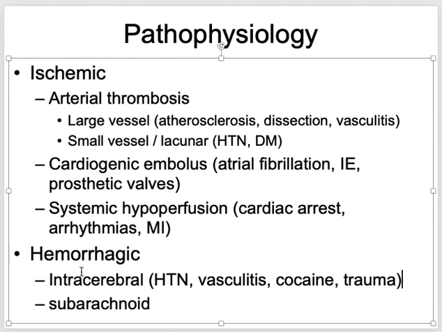And subarachnoid hemorrhage. There is something called Berry aneurysm. I taught you there is something called APKD, adult polycystic kidney disease, in which people have aneurysms in the brain. That's why whenever we find people who have APKD, we always screen them for cerebral aneurysms.